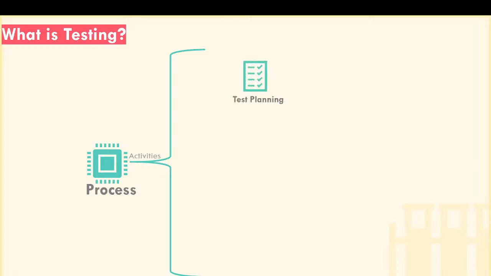The very first activity is planning. Test planning involves activities that define the objective of testing and the approach for meeting the test objectives. So what we have to do is plan first.